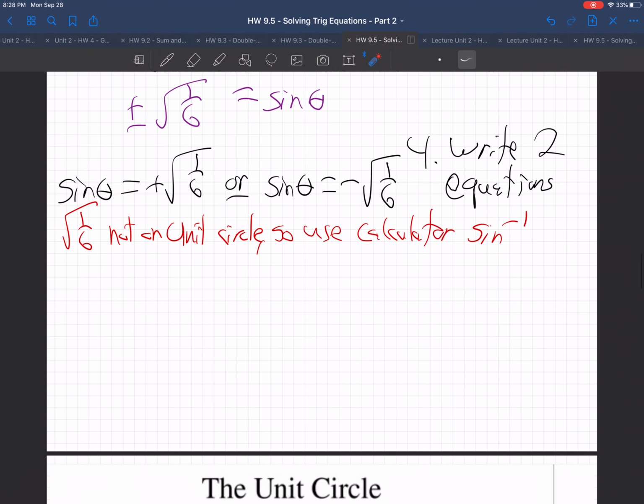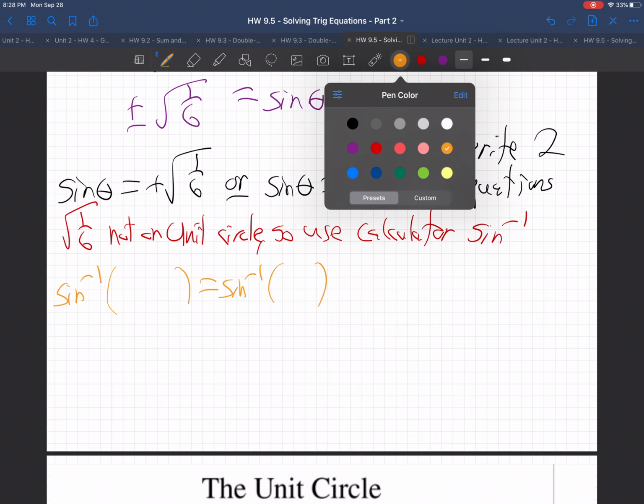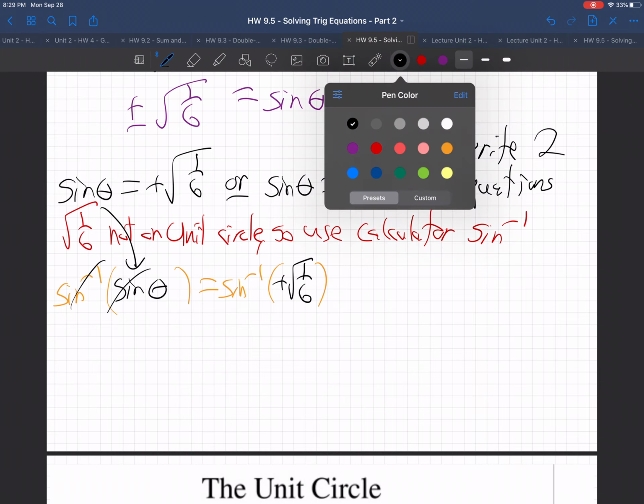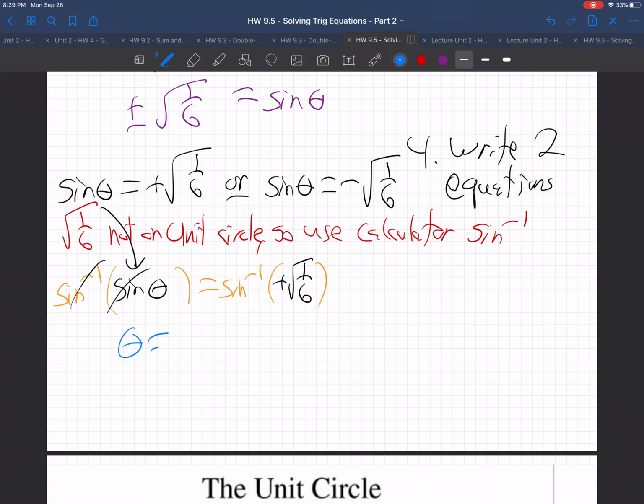So basically, I take this first one, and I go, okay, I'm going to do sine inverse of this side and sine inverse of that side. So this is sine inverse of the sine, and this is sine inverse of the positive root 1/6. That one already is positive, so I don't have to mess with it. Cancel these out, and so we get theta alone, right? That's why we do sine inverse, because sine inverse is the opposite of sine, cancels it out.